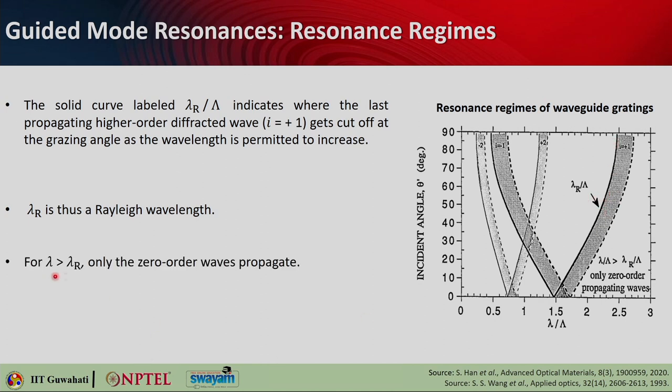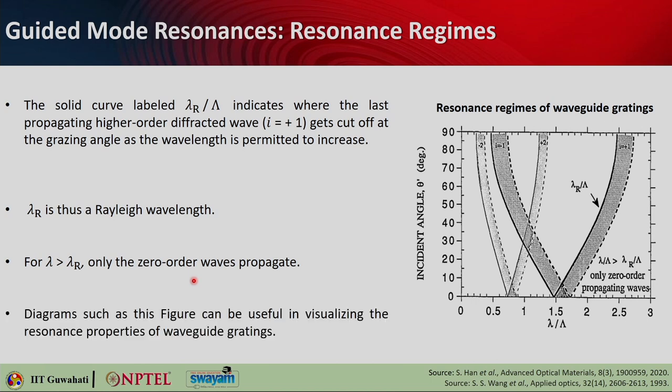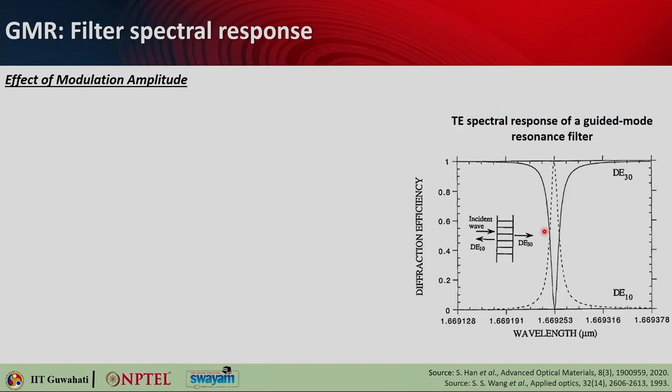And when lambda is greater than lambda R, you can say only the zeroth order wave can propagate. So in this regime only the zeroth order mode will be propagating, not the higher order modes. So diagrams such as this figure are also useful in visualizing the resonance properties of diffraction gratings.